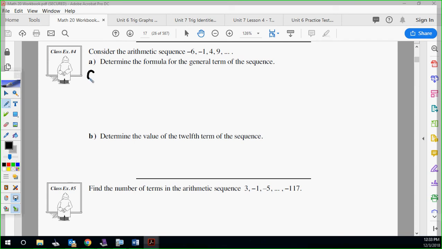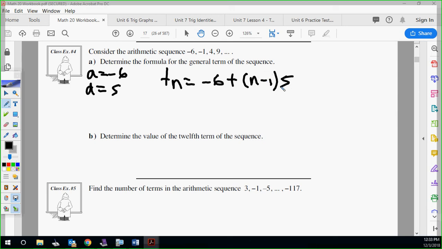So a we need first. A is -6, and what's it going up by? 5. So your common difference is 5. So your general term would simply be this. T sub n would be -6 plus n minus 1 times 5. That's your general term.